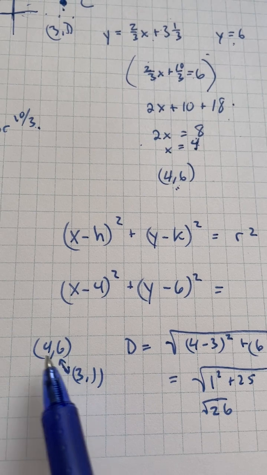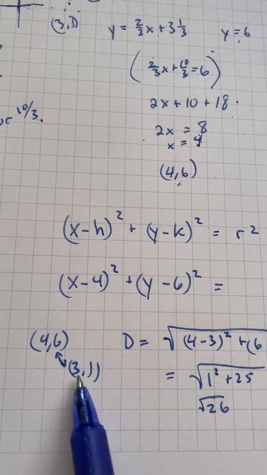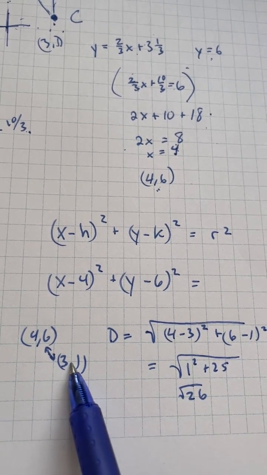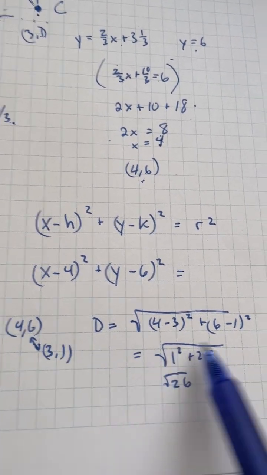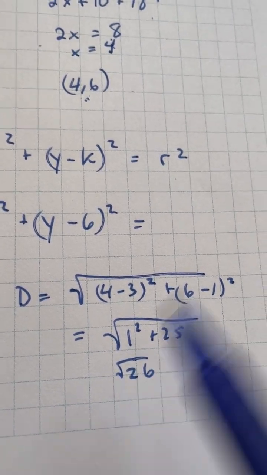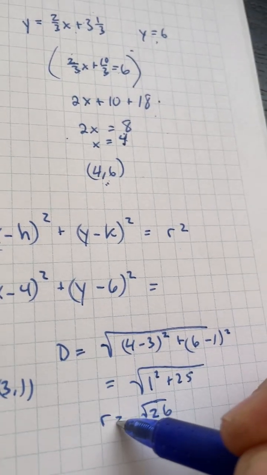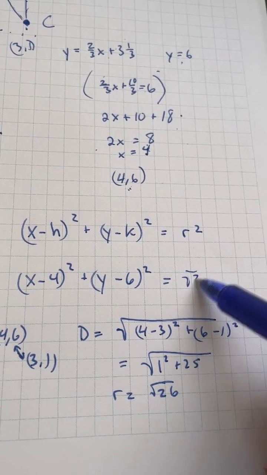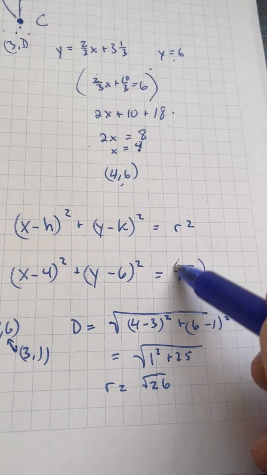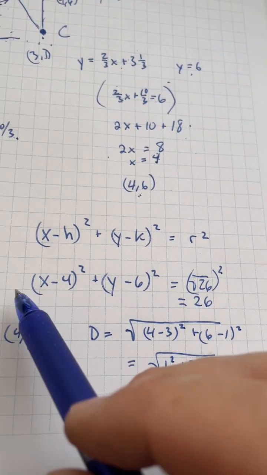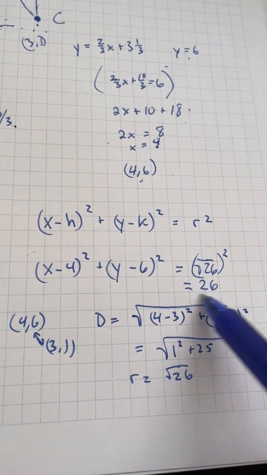So I was plugging in those numbers. There's the center of my circle, and this is one of the vertices from the triangle. So 4 minus 3, 6 minus 1, math, square root of 26. So this is my radius. But to finish off my equation, it's not just square root of 26, it's square root of 26 squared. So I'll just leave it as 26. And that's my answer. That's the equation of the circle.